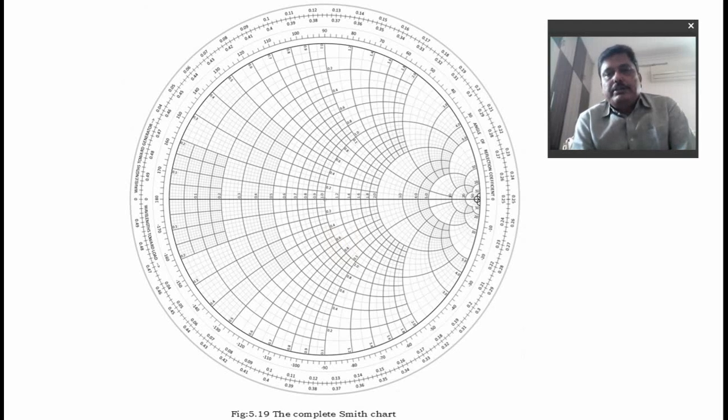So this is the Smith chart. Here the resistance circles and the reactance circles are superimposed, with which we get the complete Smith chart. If we move in the clockwise direction, it is nothing but moving in the transmission line from load to the generator. If we move in the anti-clockwise direction, it is nothing but moving from the sending end to the load in a transmission line.